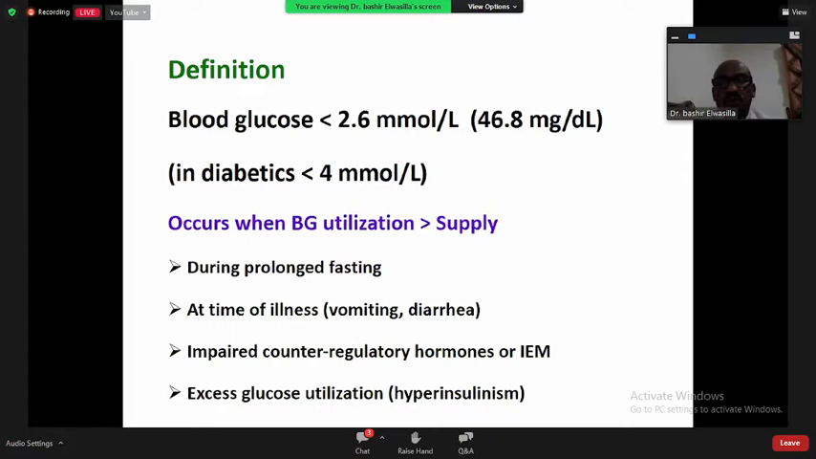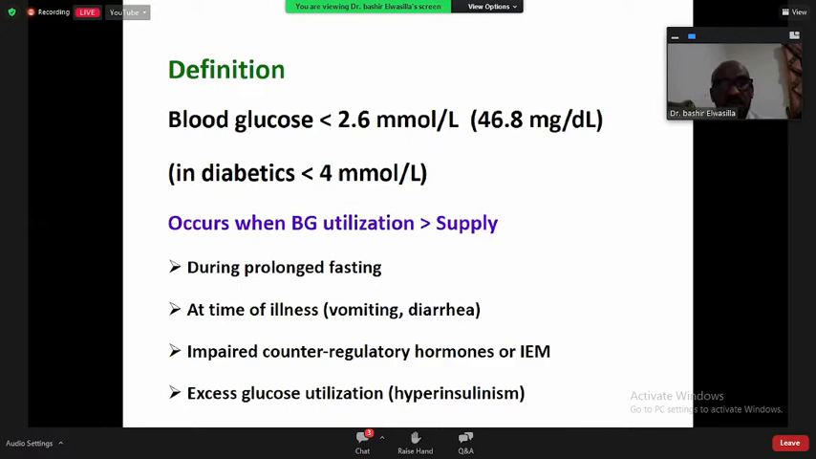Hypoglycemia is a blood glucose of less than 2.6 millimole per liter. Although there are some different definitions for this, and there is some controversy in this level, it's the most agreed level for hypoglycemia. It's almost equal to 46.8 milligram per deciliter. And in diabetics, it's a little bit higher, less than 4 millimole per liter. So we are talking here about subjects who are non-diabetic.